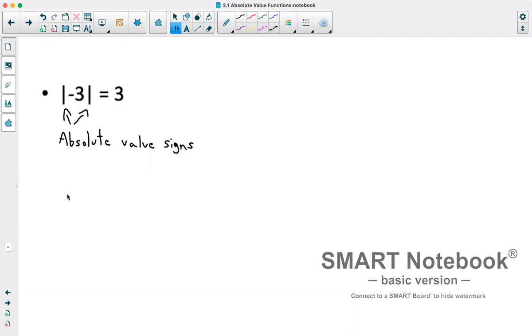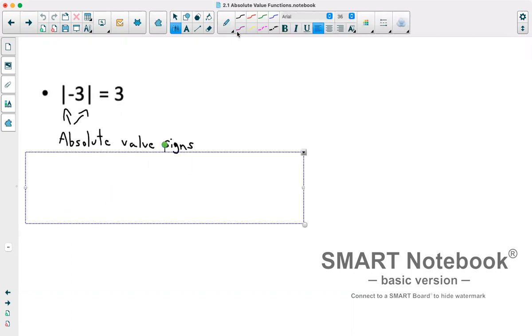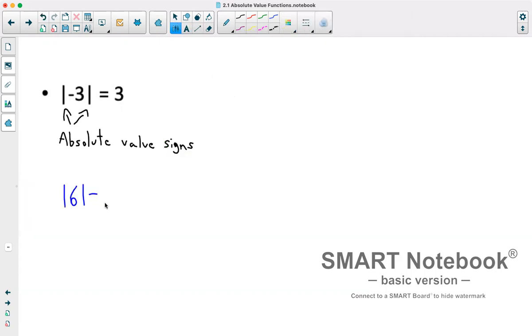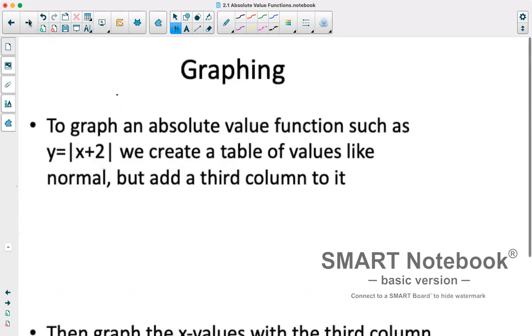If we had something that was already positive, so for example, absolute value of 6, that's just going to give us +6. So we'll look at how to utilize this while graphing. To graph an absolute value function such as y equals absolute value of x plus 2, I find it's easiest if we create a table of values like normal, but add a third column to it.